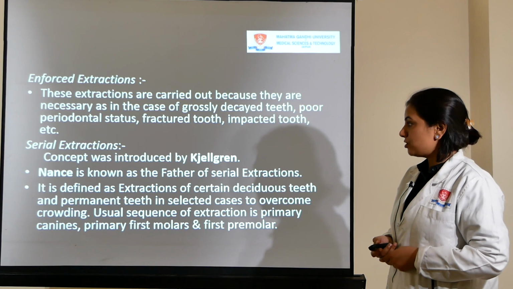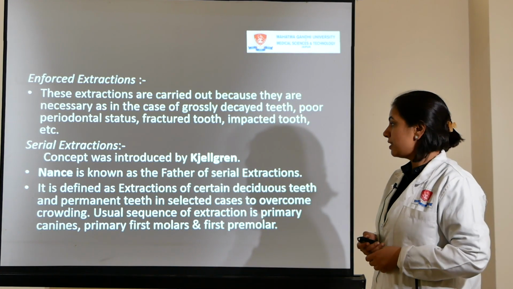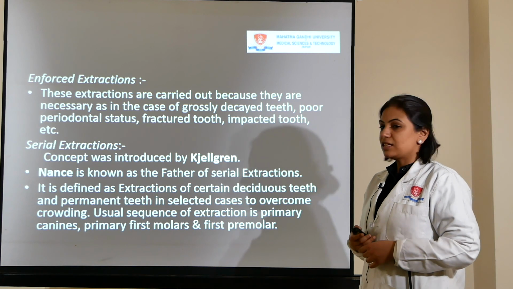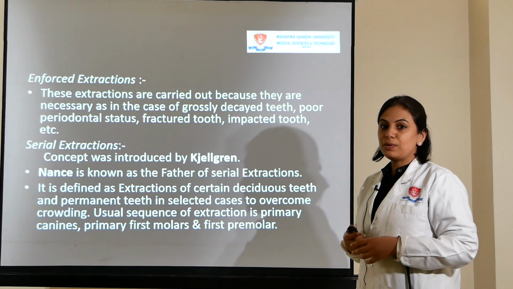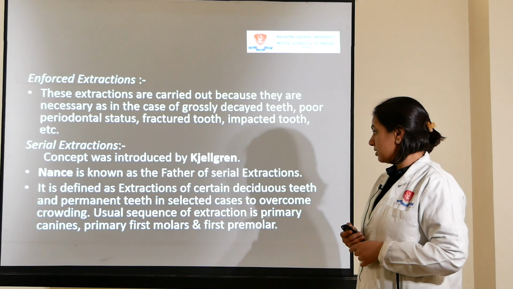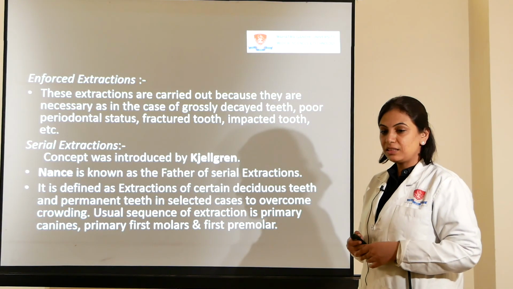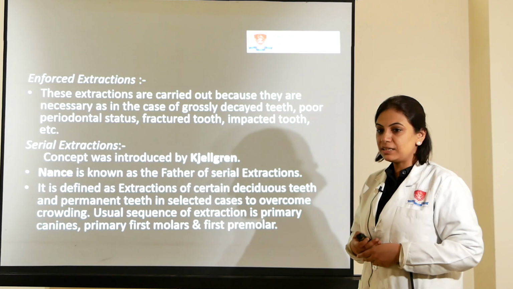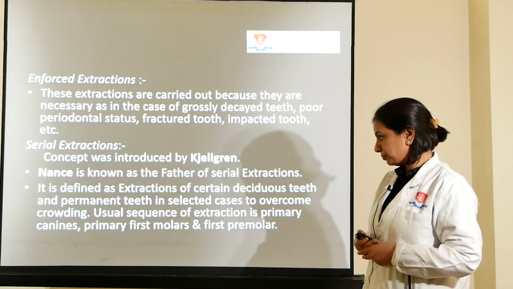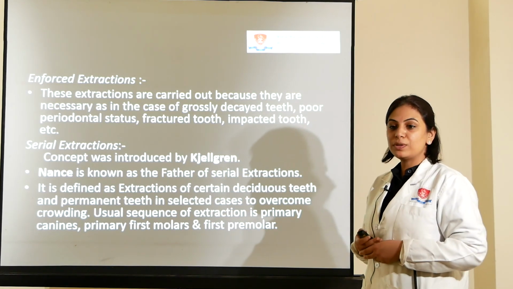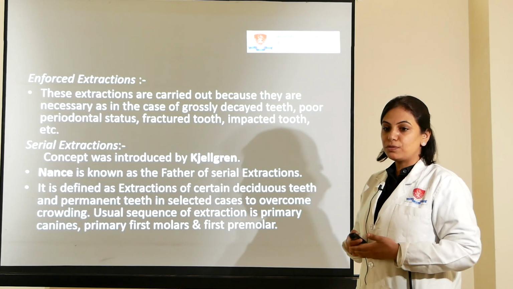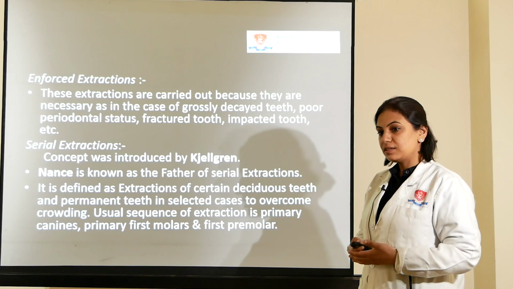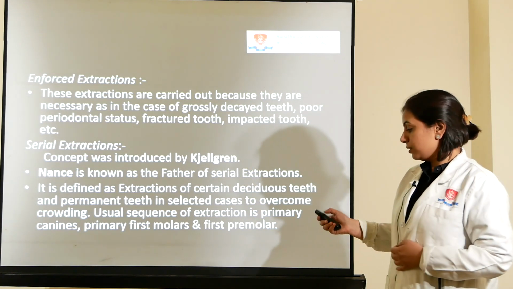Then there is serial extraction. Serial extraction was the concept developed by Kjellgren and Nance. This is mostly when there is mild crowding, we extract some deciduous and permanent teeth in order to relieve the crowding before the full permanent dentition is in the arch. So usually the sequence is CD4, that is deciduous canine, deciduous first molar and first premolar.